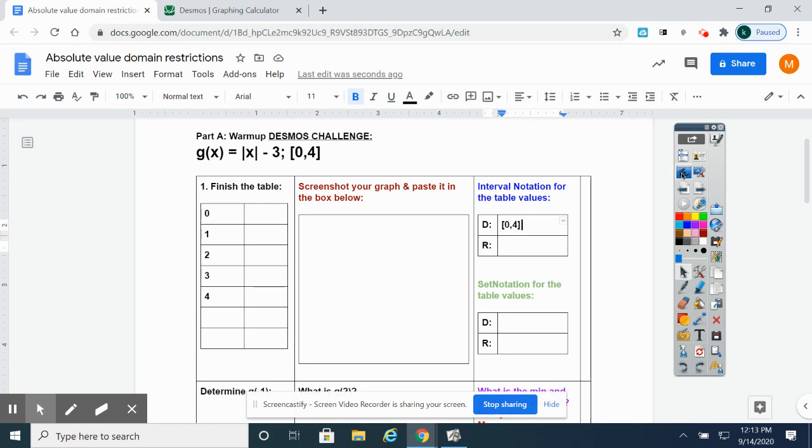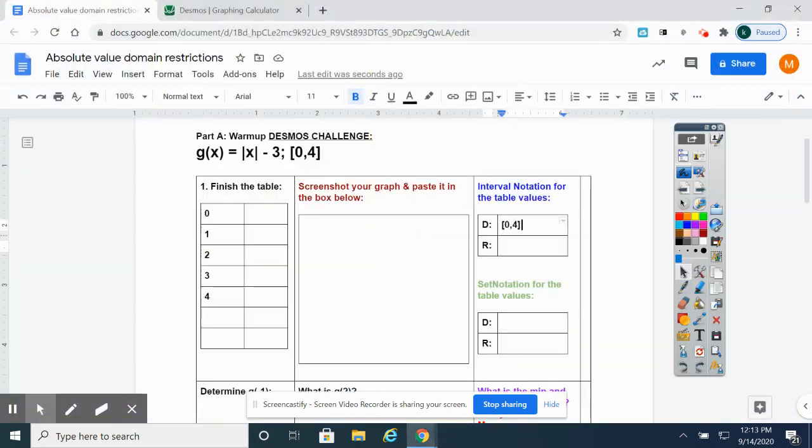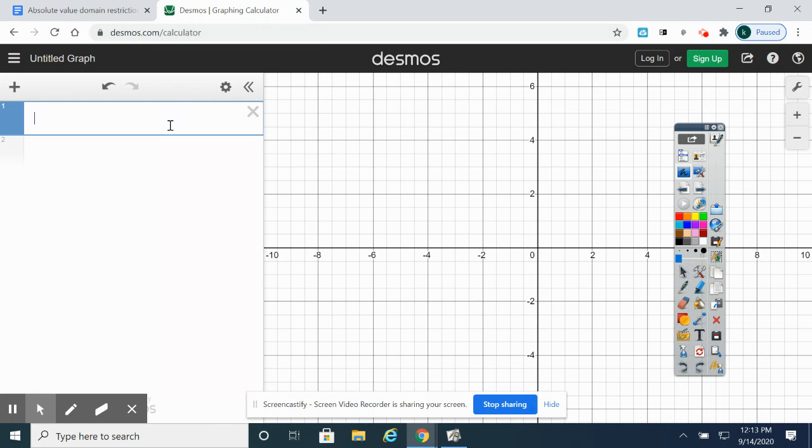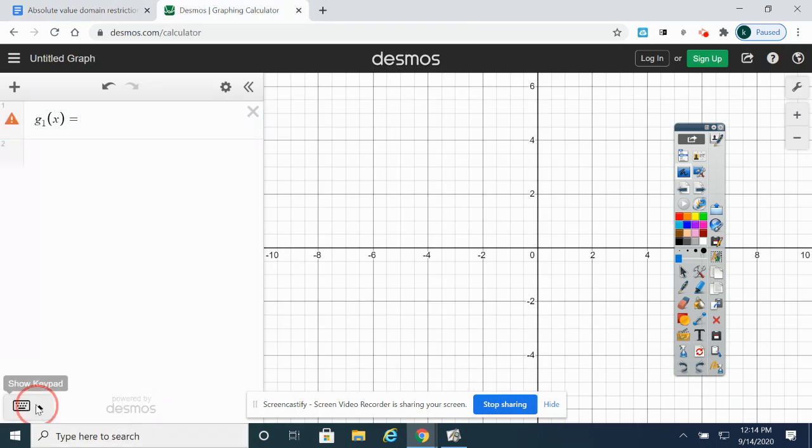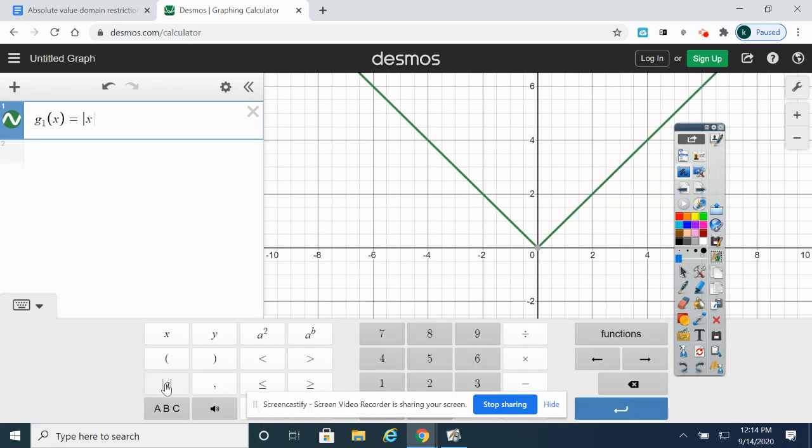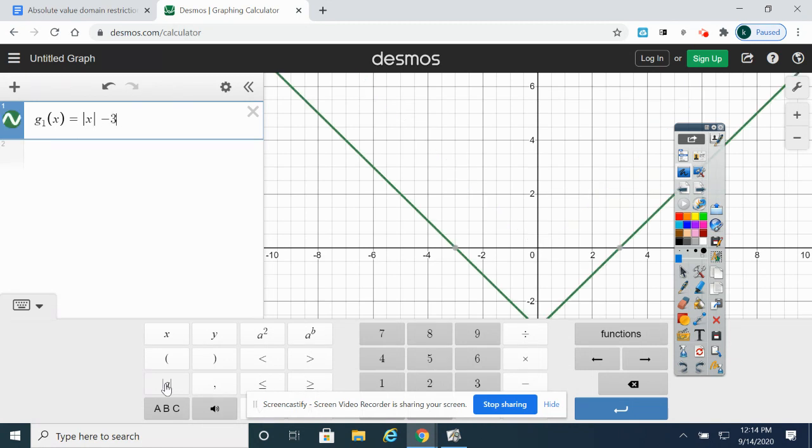Well, let's go to Desmos for that. Let Desmos calculate some of this. Desmos is right next to it. We're going to type in, I think it said g, didn't it? Let's go double check. Yeah, let's use the g. I wonder if it'll recognize it. g sub 1 of x is equal to the absolute value of x minus 3. So let's grab the absolute value down here. x, right arrow, space bar, minus 3. There it's shifted. Now we're going to open the table of values.